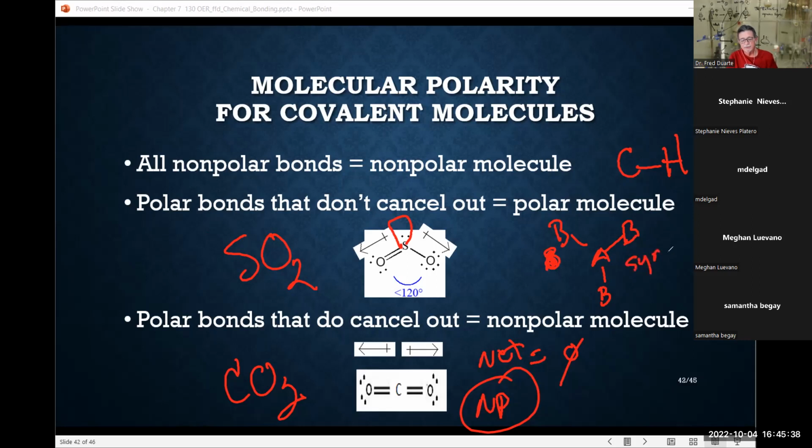This is symmetrical in this scenario. This is not. The result is that the dipole, this one's going in, say, the southeast direction, this is going in the southwest direction. They don't cancel out, okay? So the net is a polar species, because the polar bonds do not cancel out as they do with carbon dioxide, where they do cancel out, okay? And so if polar bonds cancel out, you end up with a nonpolar molecule. If polar bonds do not cancel out, you end up with a polar molecule.